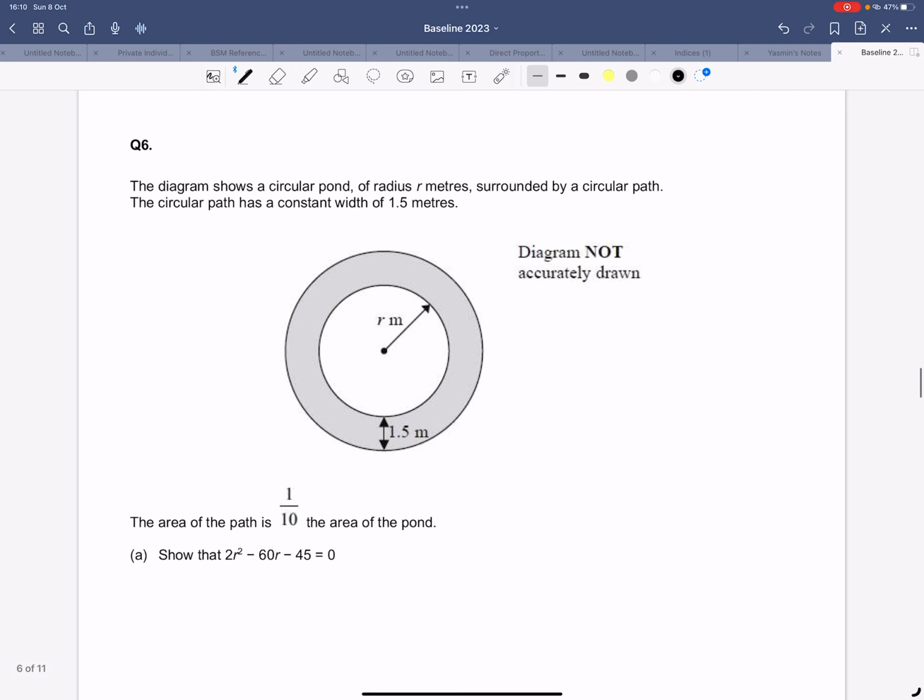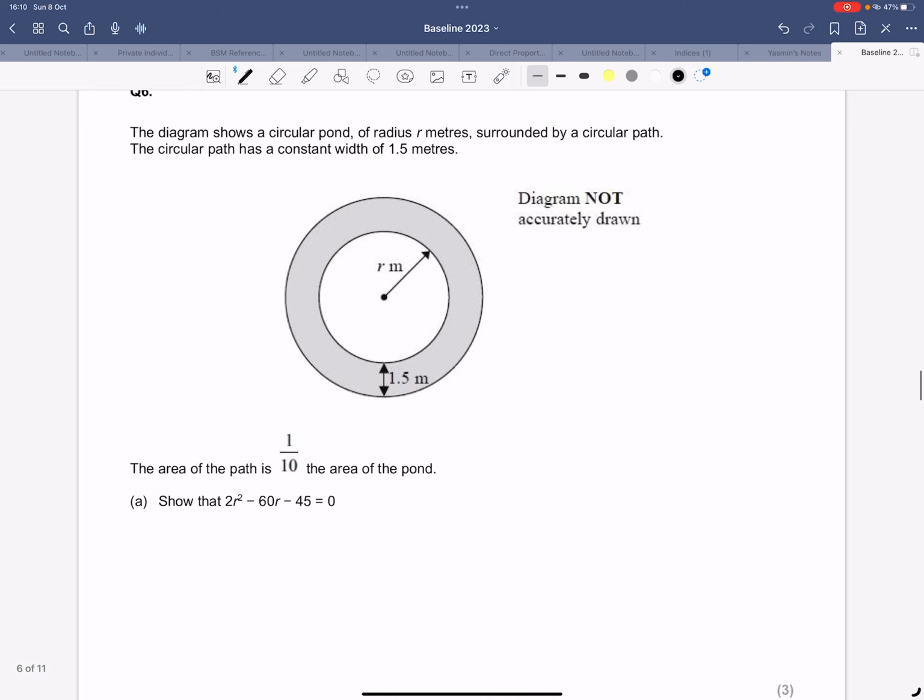Why is sir giving us circles with quadratics? Who cares? The diagram shows a circular pond of radius r surrounded by a circular path. The circular path has a constant width of 1.5 meters. Okay, the area of the path is 1/10 of the area of the pond. That's fine. So it should give you an indication what that means.